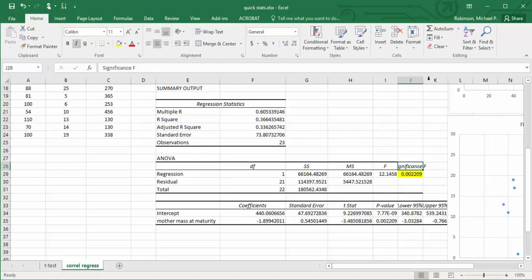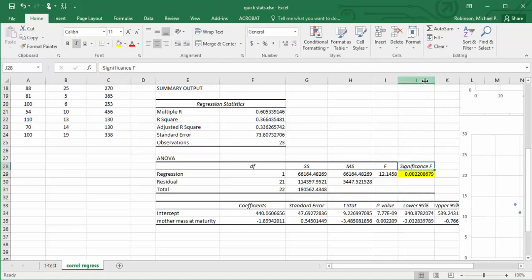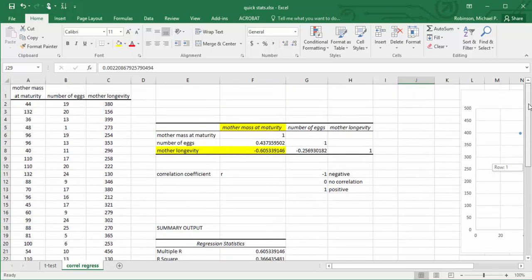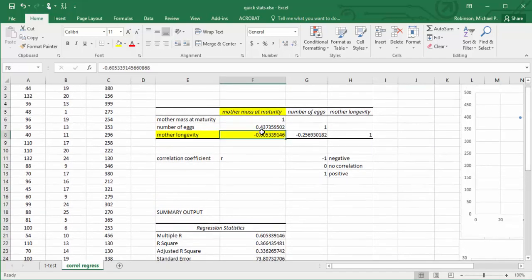The significance F. That here, right there, is our p-value. Look at the t-test video if you're unsure what that means. But that is the p-value of this particular correlation that we just did.